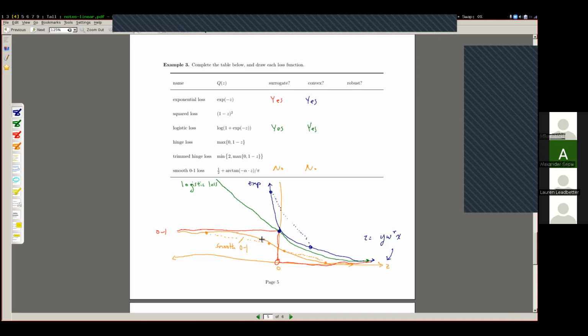loss function itself. An intuitive way of thinking about convexity is that if your loss function somehow ever curves downward, then it's non-convex. If the loss function is only curving upward, so it only has a positive second derivative, then it's going to be convex.